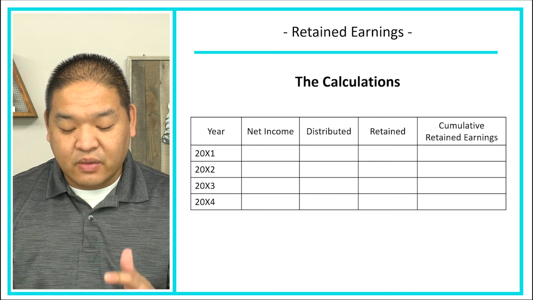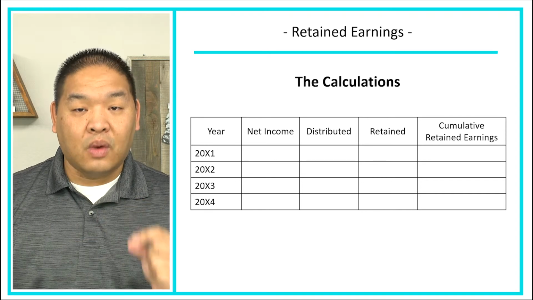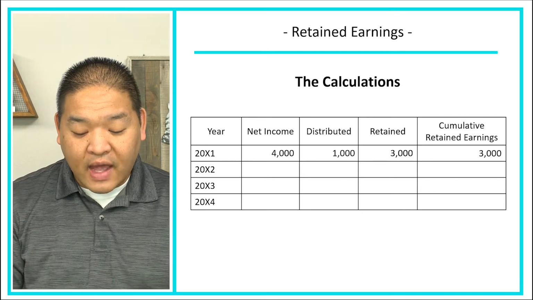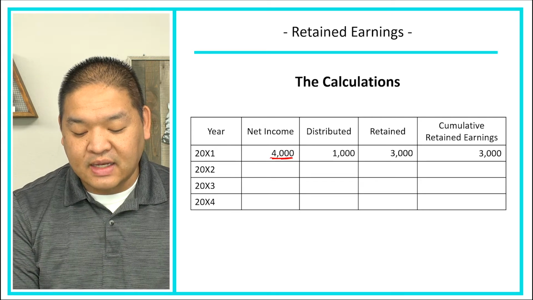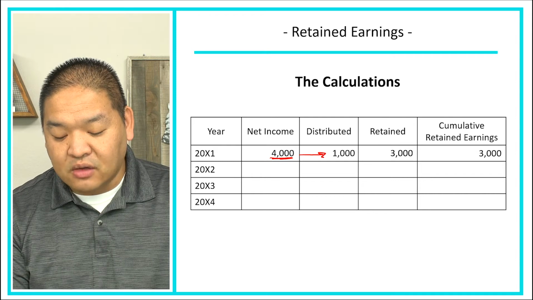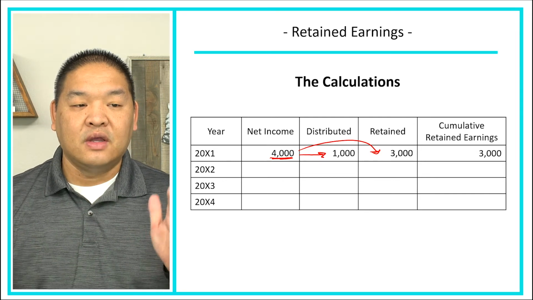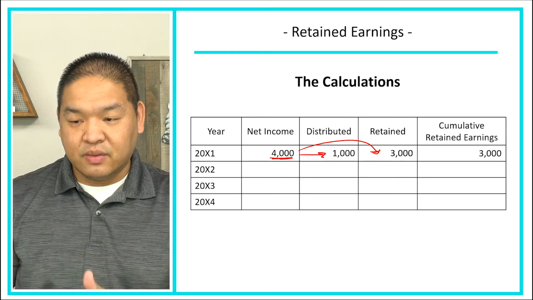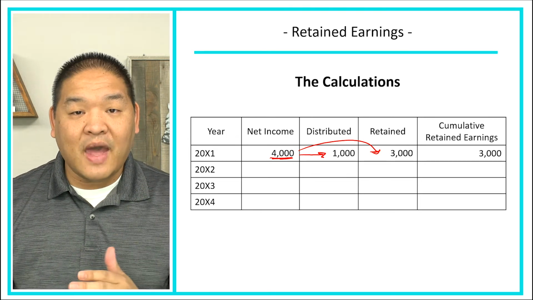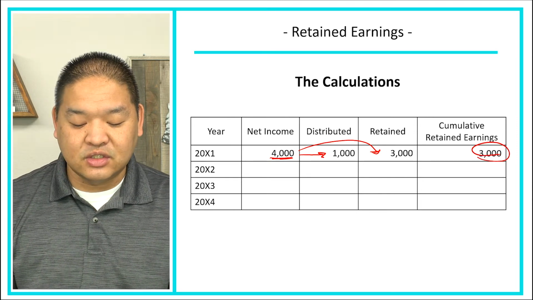So let's assume that we've got a company here, we've got 4 years of earnings, and we're going to look at each one by one. In the first year, the company did $4,000 of net income. In that year, they distributed $1,000, which gives them $3,000 that they retained. So they made $4,000, they distributed $1,000, meaning that they retained $3,000. So the ending balance of retained earnings in that first year is $3,000.